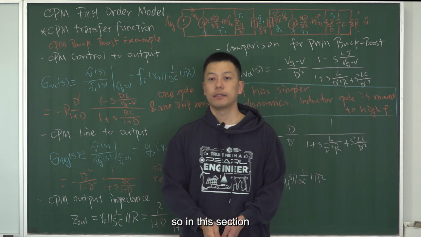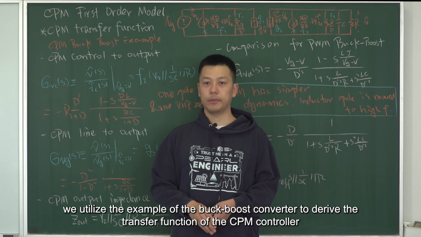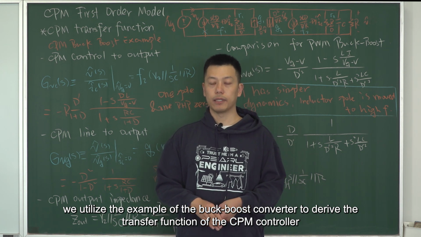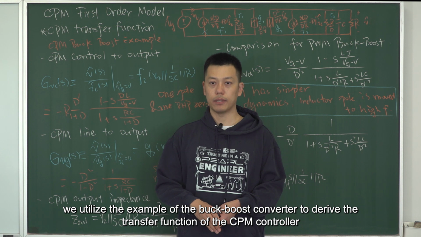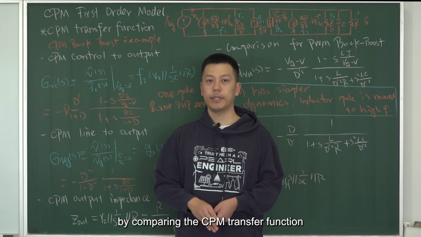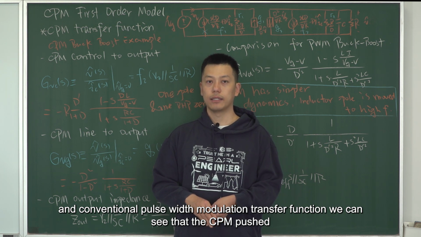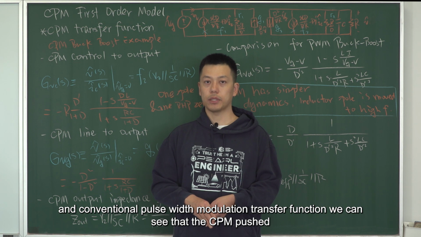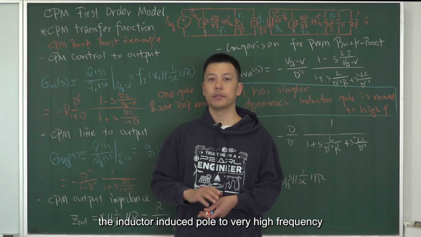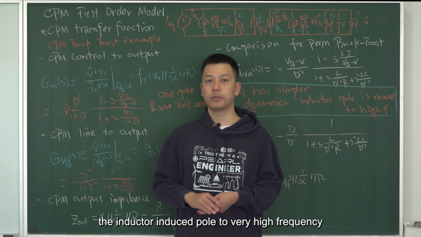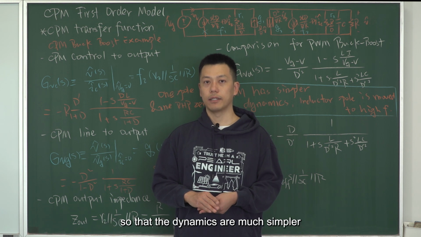In this section, we utilized the example of the buck boost converter to derive the transfer functions of the CPM controller. By comparing the CPM transfer functions and the conventional pulse width modulated transfer functions, we can see that CPM pushes the inductor-induced pole to very high frequency, so that the dynamics are much simpler.